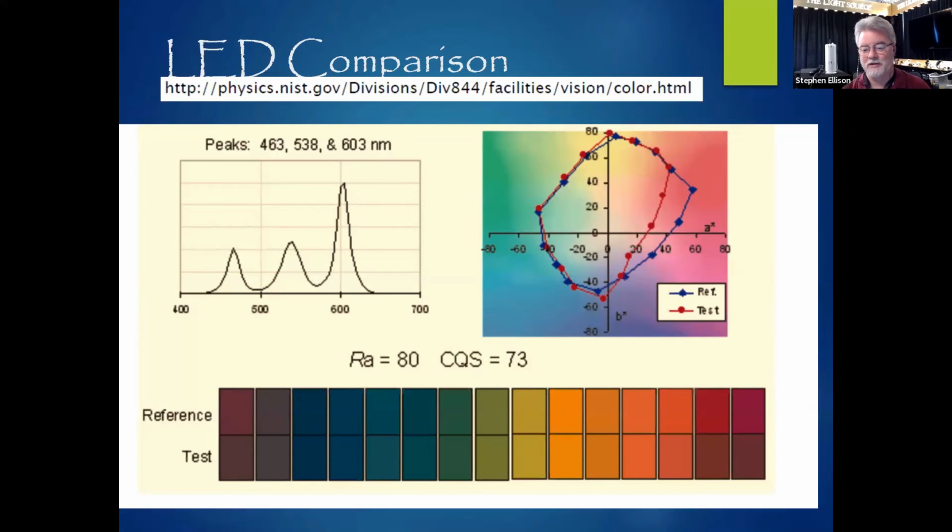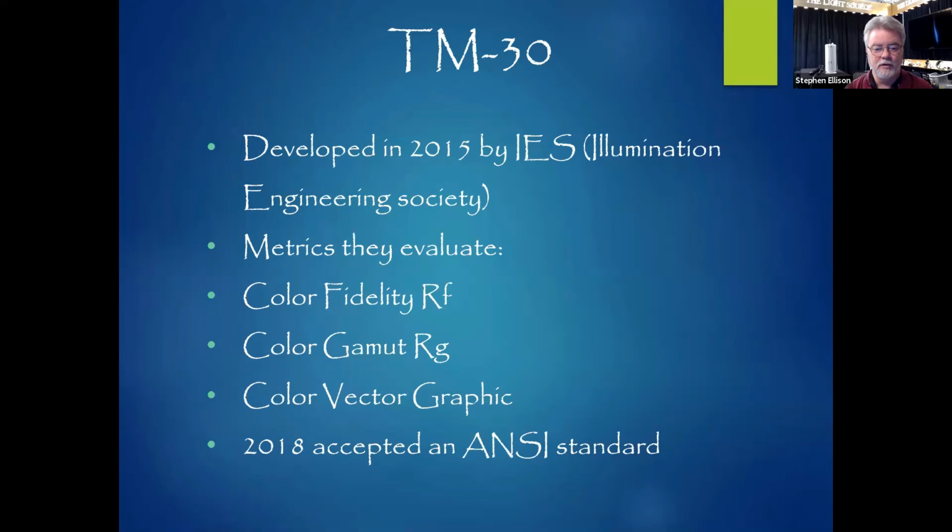Another version of looking at that same kind of chart, test and reference. This came from the NIST Standards Division. So TM30, this is the new one, developed in 2015 by the IES, the Illumination Engineering Society. What they evaluate is color fidelity, color gamut, color vector graphic. So it came out in 2015, but in 2018, it became an ANSI standard. So now we're really able to make a lot of use of it.